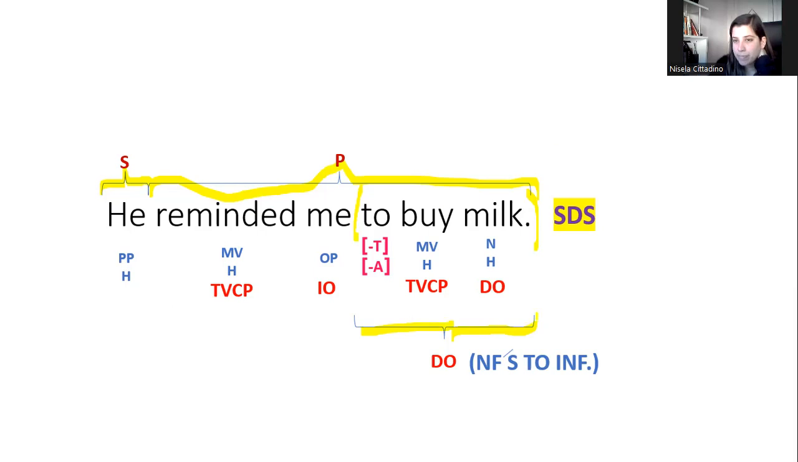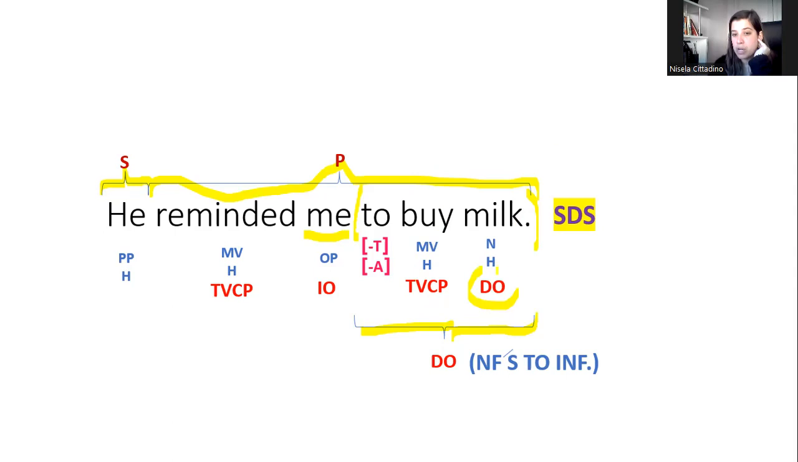To whom did he remind to buy the milk? To me. Yes. So that is the indirect object. Yes. The indirect object is me. Me, it's an object pronoun. Now let us go to the second portion of this sentence. To buy milk. To, no tense, no agreement. Buy is the main verb, the head of the clause. Yes. And it is a transitive verb of complete predication. To buy what? Milk.